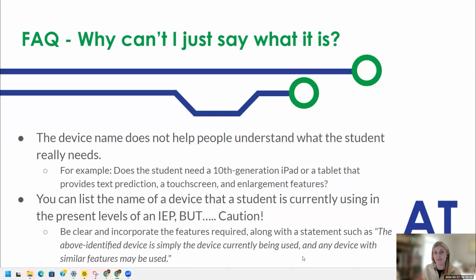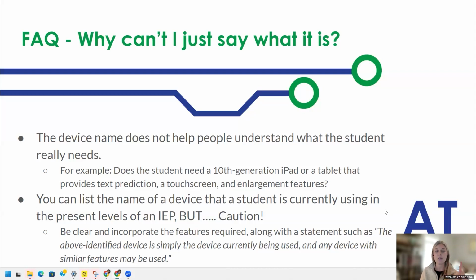So if I were to say somebody needs a Samsung TV, like we were talking about earlier, that doesn't give me any information about the features of that TV that are beneficial to someone. So for example, does a student need a 10th generation iPad, or do they need a tablet that provides text prediction, a touch screen, or enlargement features? So we're really targeting what those features are and helping people who would pick up that IEP and not know the student understand it's not the iPad they need, it's those features of that iPad that they need.